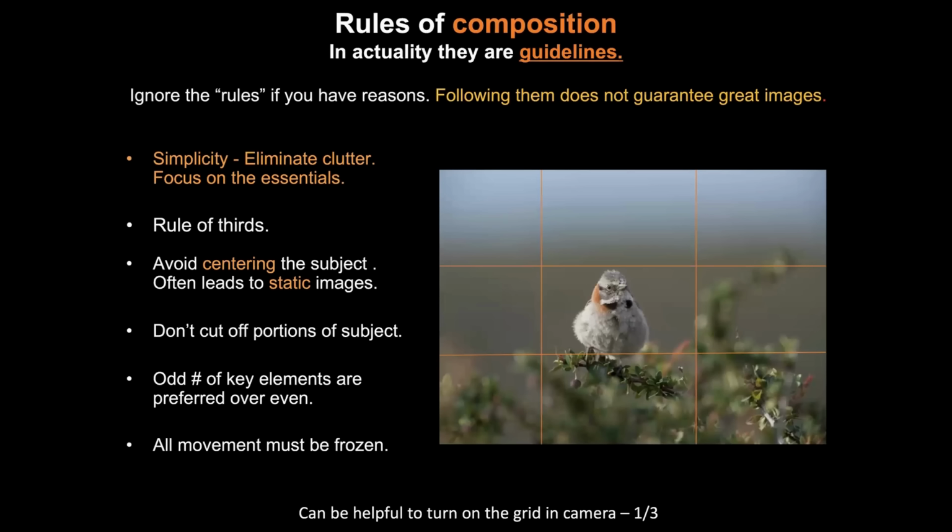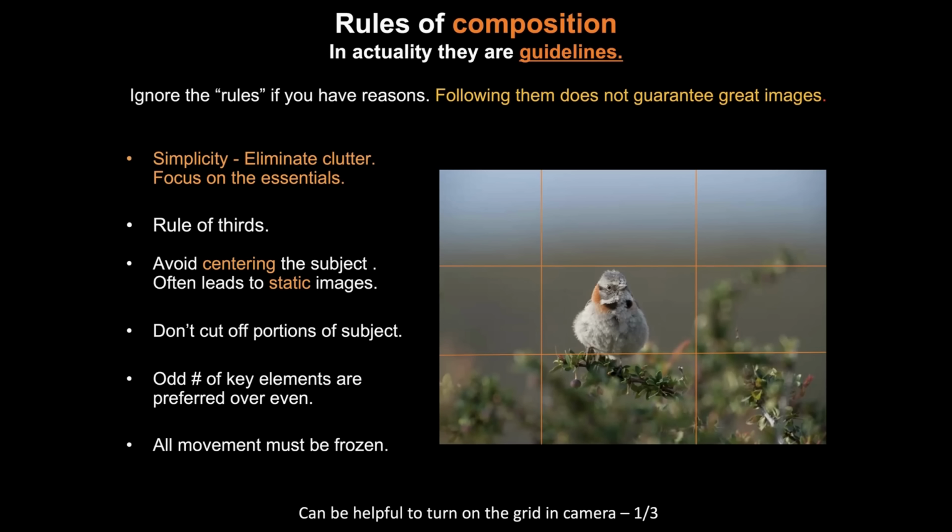Rules of composition, they're not really hard and fast rules. They're actually guidelines. You can ignore them if you have a reason. But one of the overarching things that you need to remember about your composition is simplicity. You want to eliminate clutter. You want to focus attention on the essentials. You want to look around the edges of the frame to make sure there's not something drawing out of the frame. You want to make sure that the background doesn't have distractions. All of those things are going to help your composition.